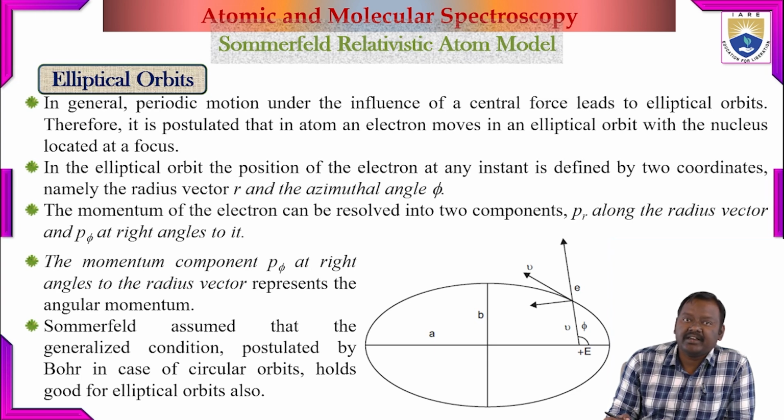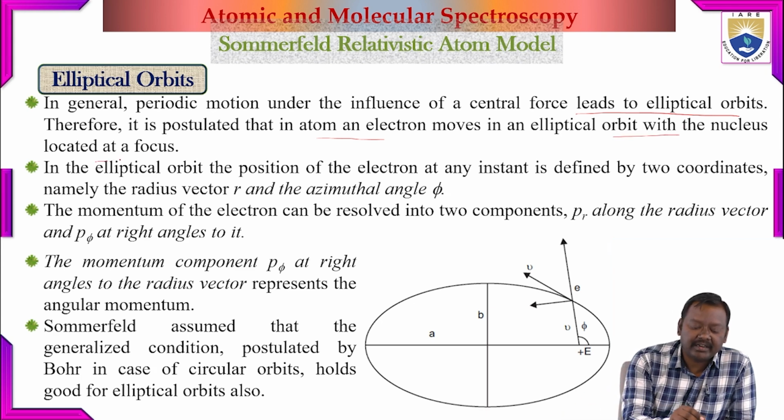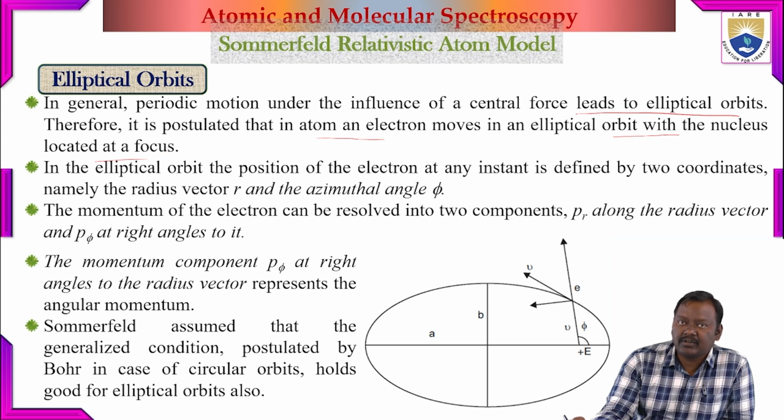According to Sommerfeld, in general, as the electron is revolving in the orbit due to the influence of a central force, it must revolve around elliptical orbits. Therefore, it is postulated that in an atom, an electron moves in an elliptical orbit with the nucleus located at any of the two foci. There are two foci for any ellipse. So, for an elliptical orbit, the positive charge nucleus of the atom is located at a focus.